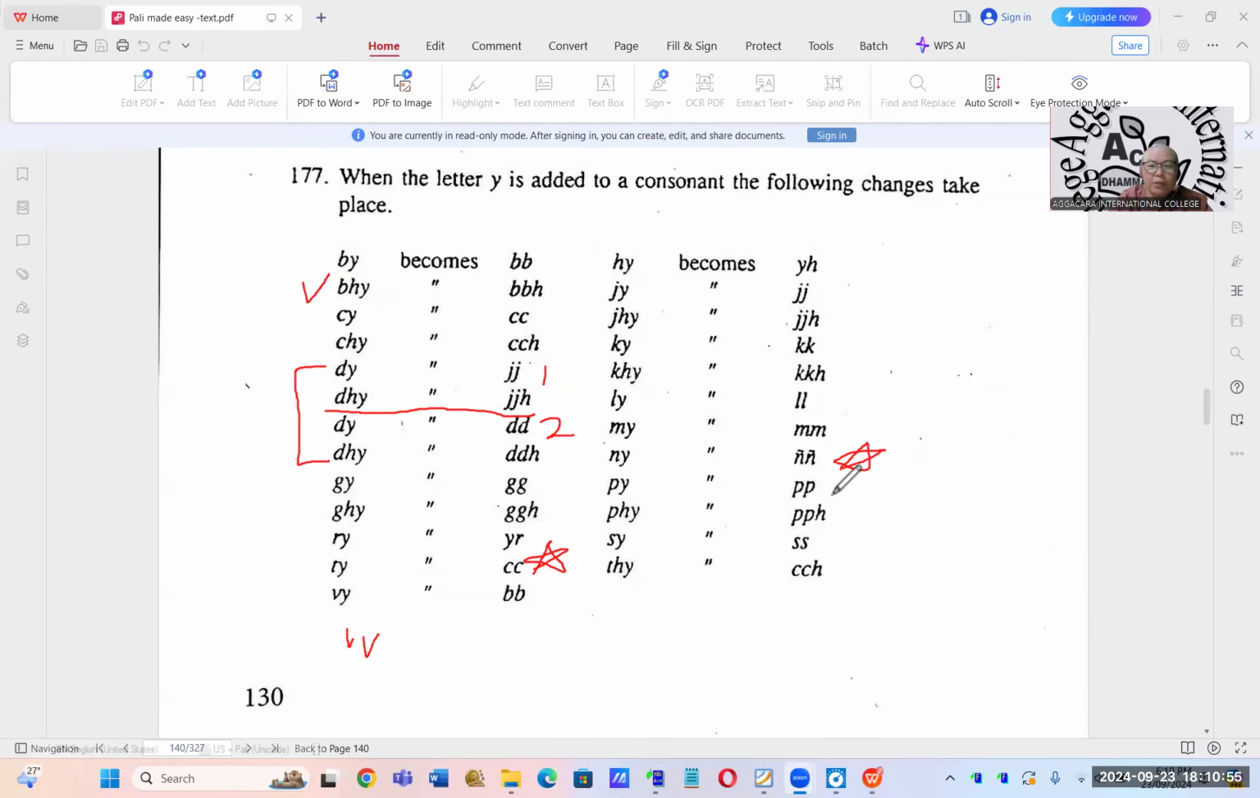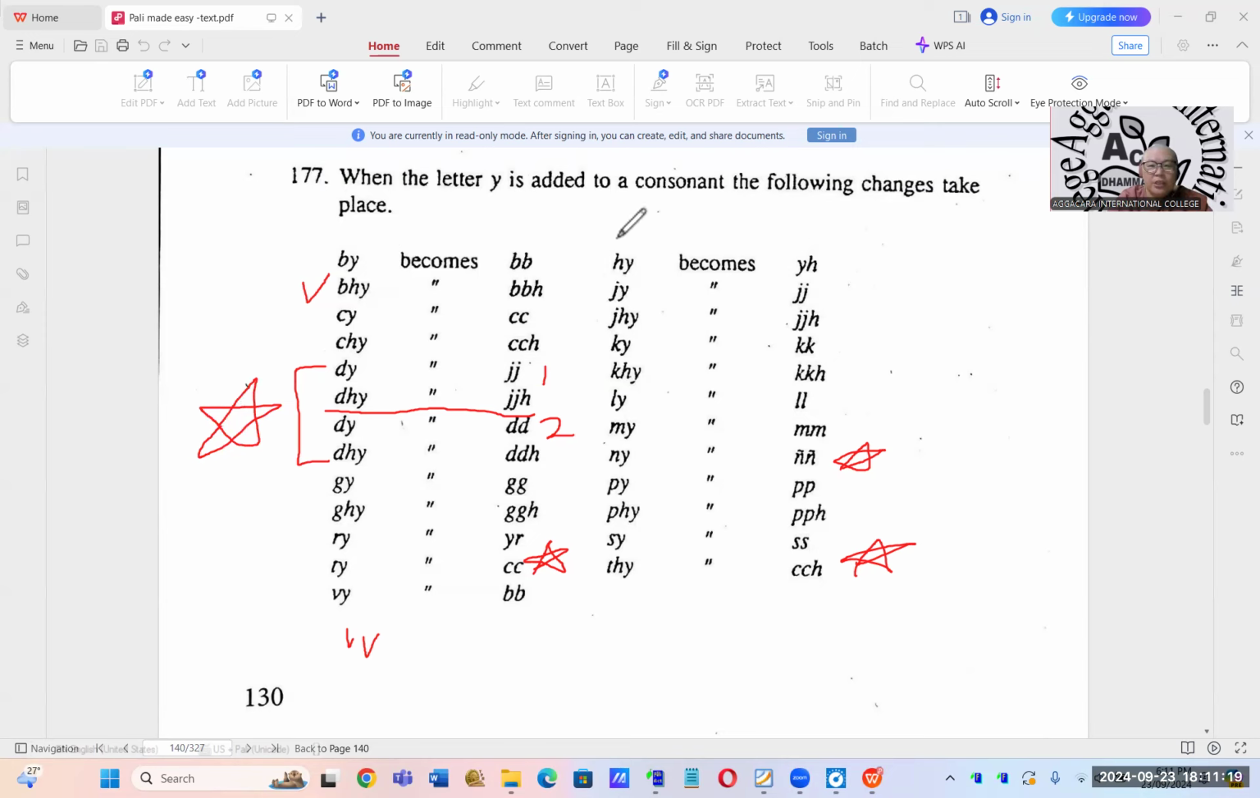Okay, PY becomes PP, PHY becomes PPH, SY becomes SS. Okay, another one. THY becomes CCH. All right. Only this so far. I will put only a star, which I think needs some special effort, and also some star because there's a double thing here. Then the rest is actually very easy to remember.